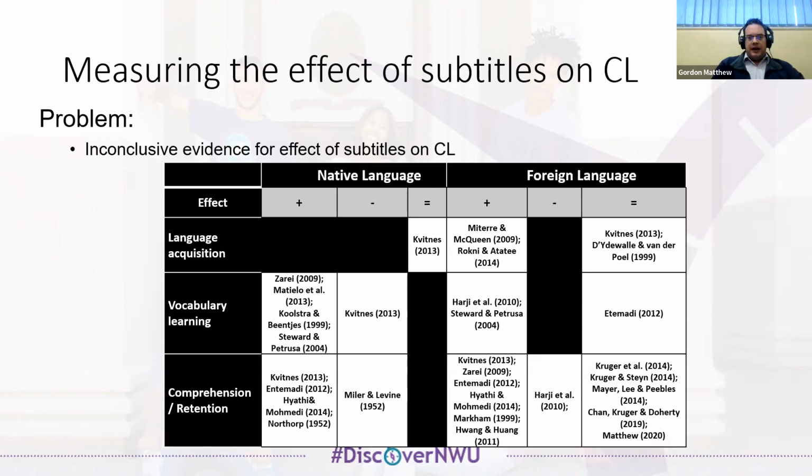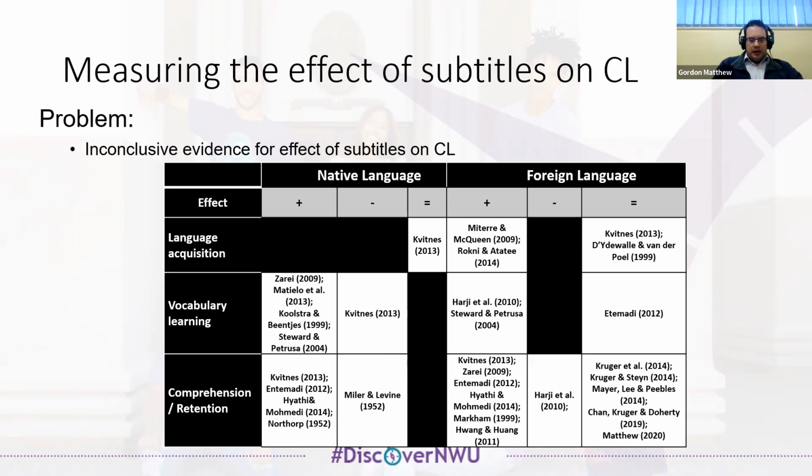So now to the study that I did. I'm measuring the effect of subtitles on cognitive load. The problem is that there is inconclusive evidence of the effect of subtitles on cognitive load. Here is a summary of some of the studies that I gathered. These are both native language and foreign language studies, and the effect is either positive, negative, or neutral.